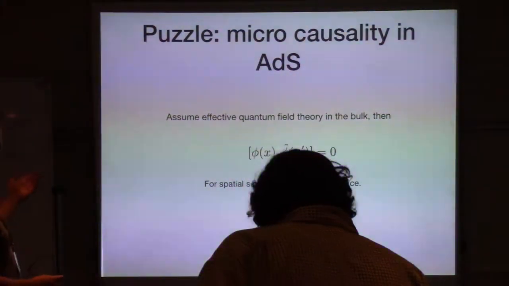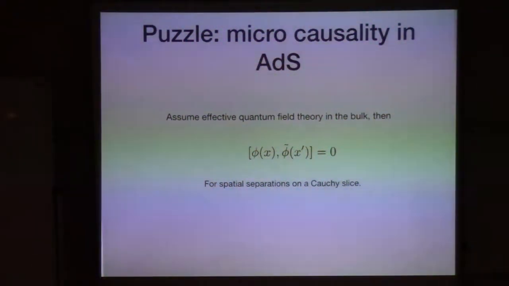I'm going to start with a puzzle, which is what's called microcausality. Let's say that you're a pedestrian field theorist, and you think that there's some effective quantum field theory in the world where you can define local operators, and that you're doing things in the background field of some classical field theory. Then you should expect that the commutator of phi of x and phi tilde of x prime on space-like separated points should vanish, so for spatial separation of Cauchy size. And you want to verify this.